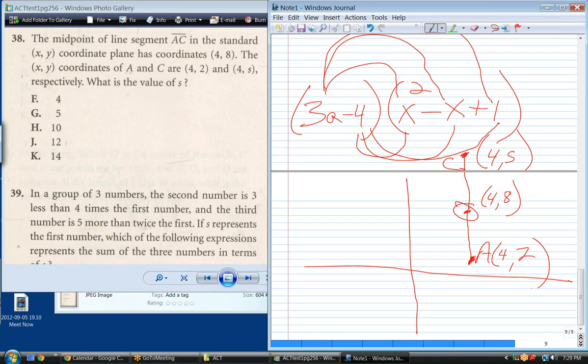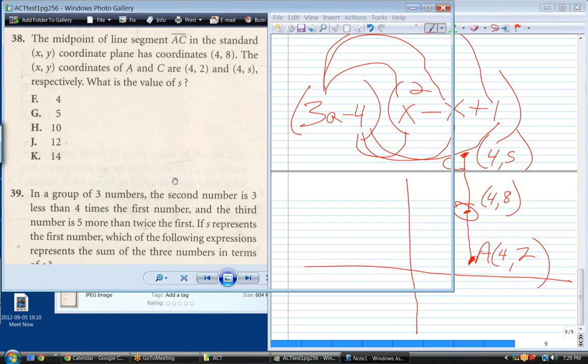So this means the S would have to be 14 because A is 6 points below the midpoint. Exactly. So it means it would have to be 6 points above, which means it would be 4, 14, which would be K.